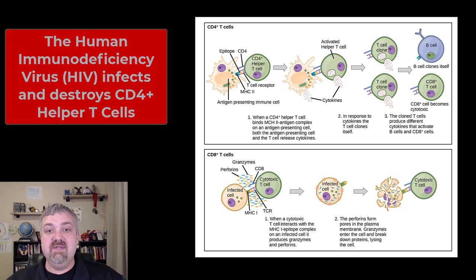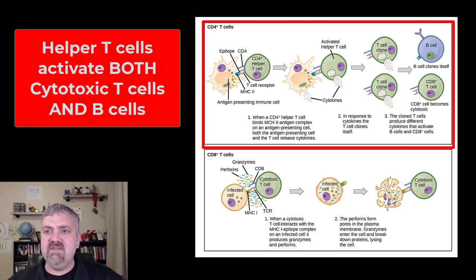HIV becomes AIDS. So here, just real quickly, you see the CD4 positive T cell on the top. Not only does it activate and direct the CD8 positive T cell there in the corner, but it also activates your B cells. So the helper T cell is the general responsible for both halves of your immune system: the cell mediated immunity by directing cytotoxic T cells to kill other cells, and antibody mediated or humoral immunity by activating B cells to become plasma cells and make antibodies.